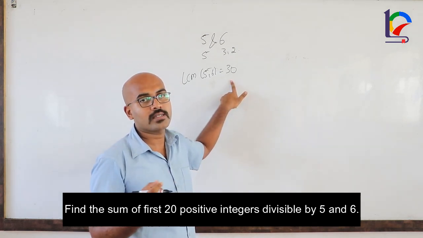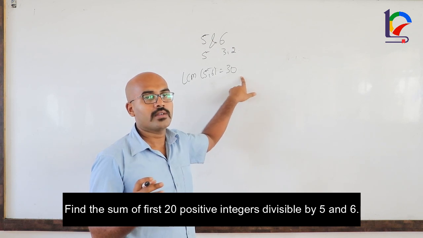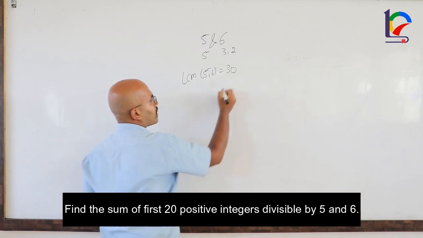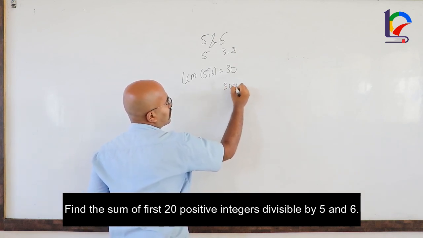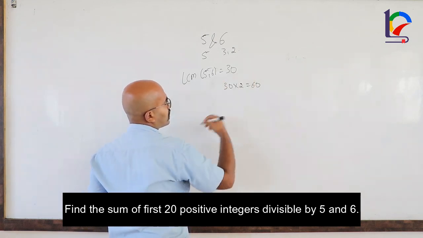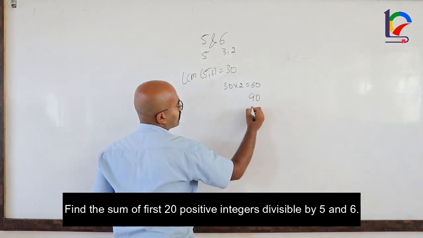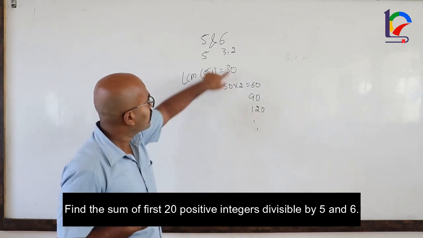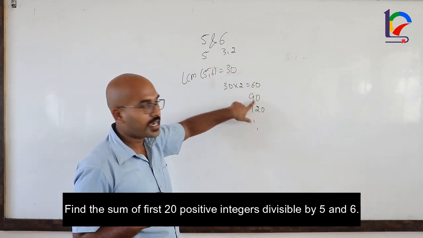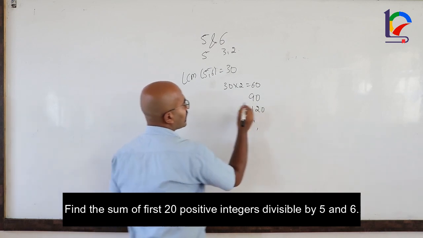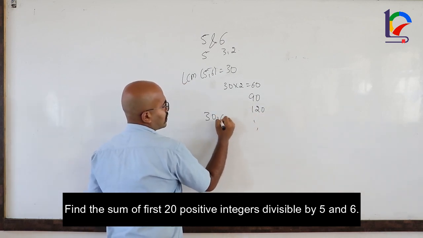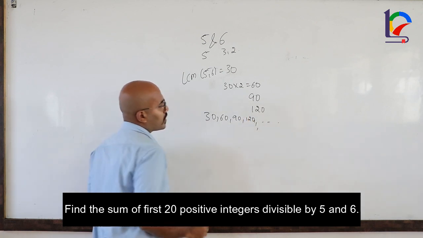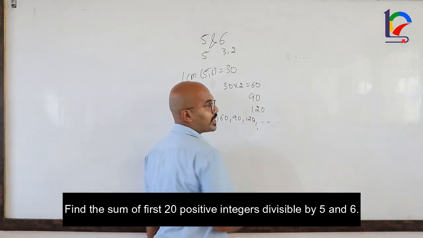So what will be the second integer? That will be a multiple of 30. If the first integer is 30, obviously the second integer will be a multiple of 30. So it will be 30 into 2, that is 60. Similarly, the next 90, 120 and so on. So the first term is 30, second 60, third 90, so on. If you write this in a sequence, 30, 60, 90, 120, so on, they have asked first 20.